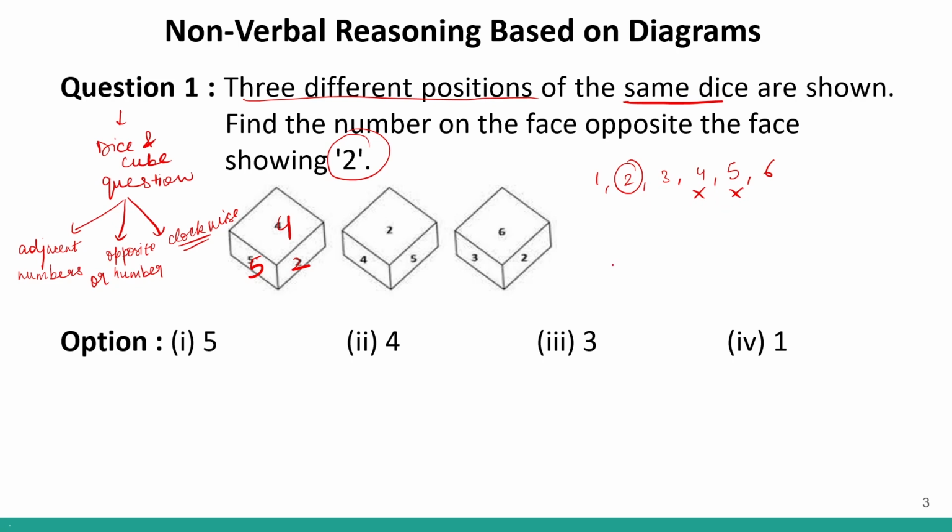Clear? Now, figure 2. In figure 2 again we have 2, 4 and 5. So 4 and 5 are adjacent to 2. Again eliminated. Now over here we have 3 and 6 and 2. So 3 and 6 are also adjacent to 2. If they are adjacent, can they be opposite? No. So this eliminates 3, 4, 5 and 6. And the only number that we have is 1. So option number 4, 1 is correct. Clear? This is how you solve questions on dice and cube.